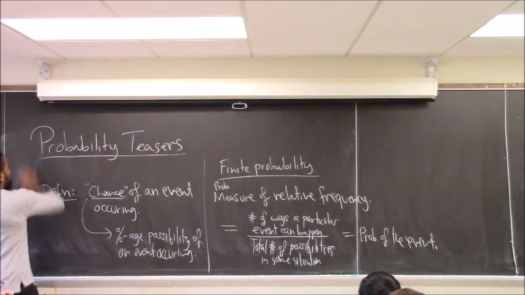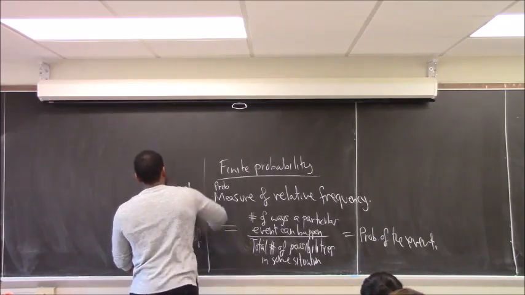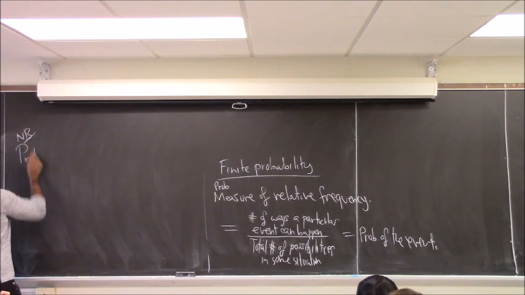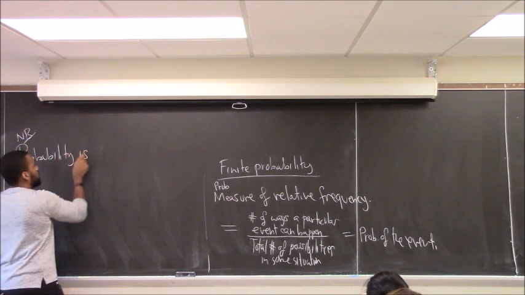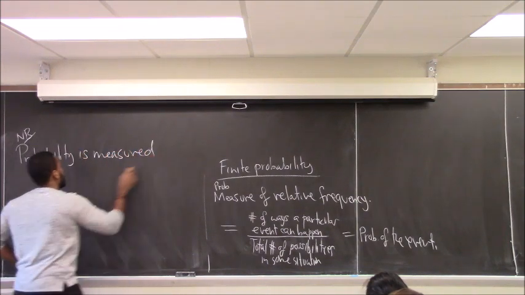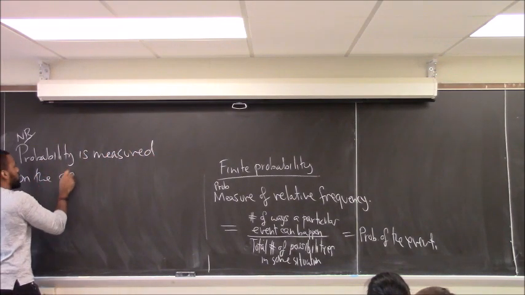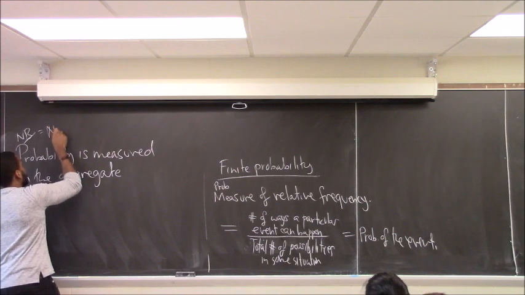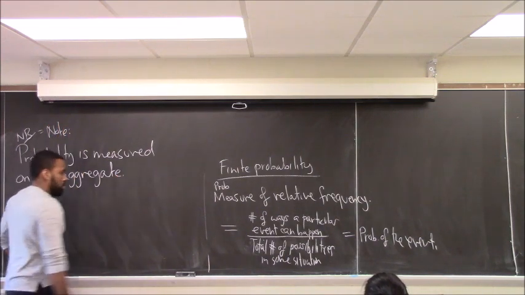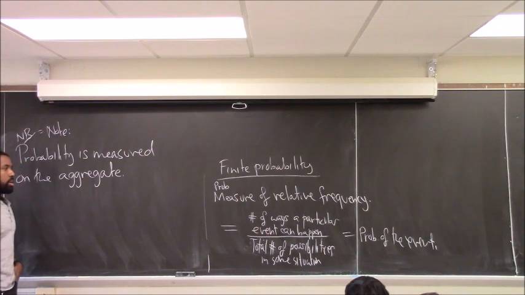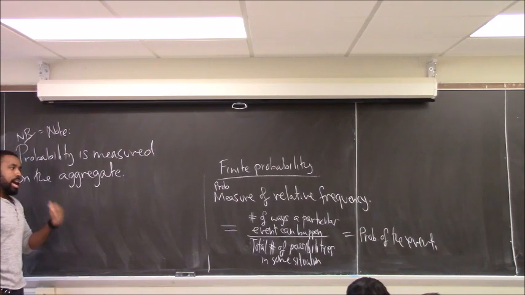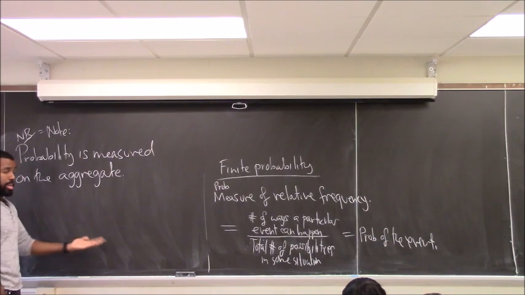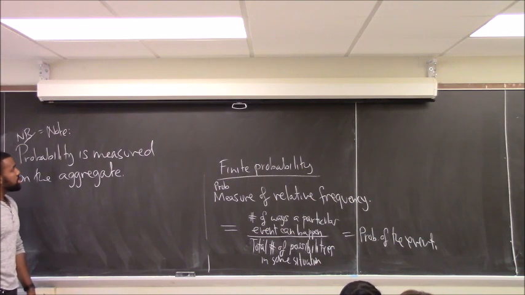One thing that's actually important that we notice though, is that probability is measured on the aggregate. What does that mean? Note. What that means is you could flip a coin twice and not get heads half the time. It's possible that you get tails both times. You can flip a coin 5 times and not get heads half the time. Probability is really measured on the aggregate.